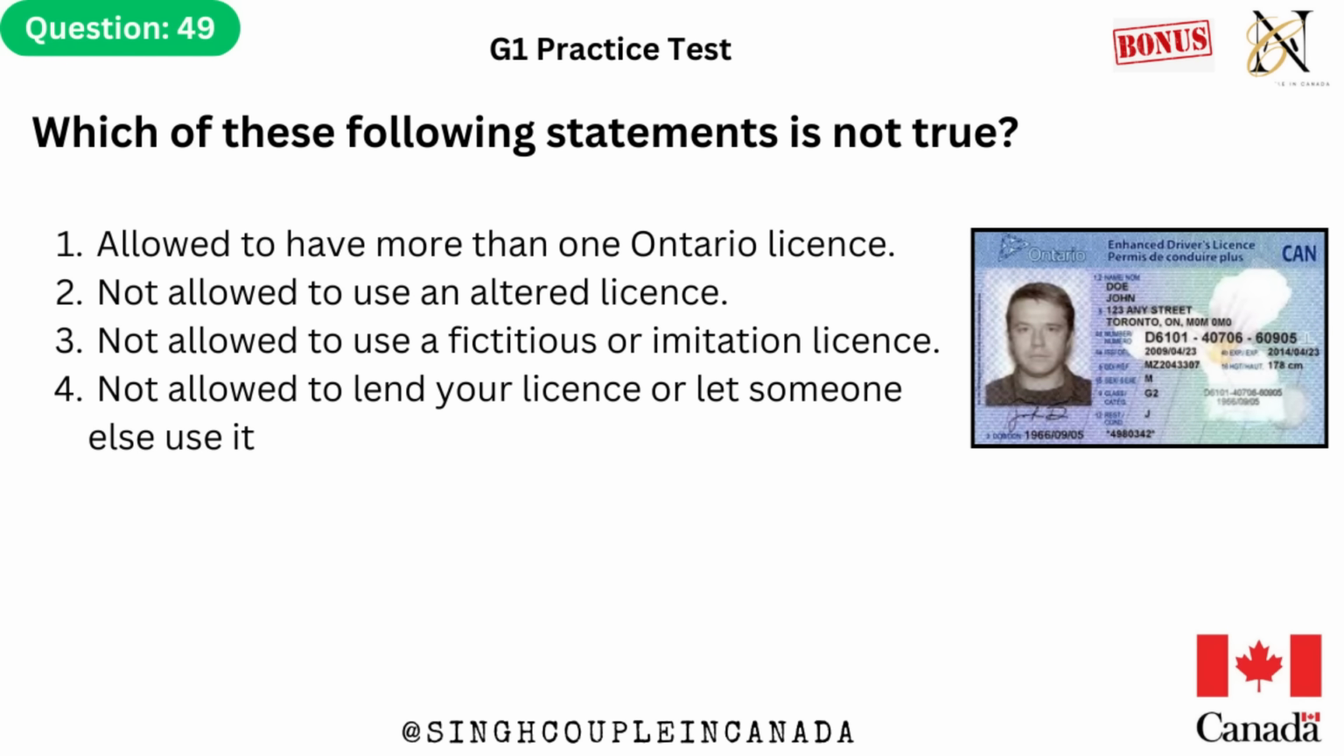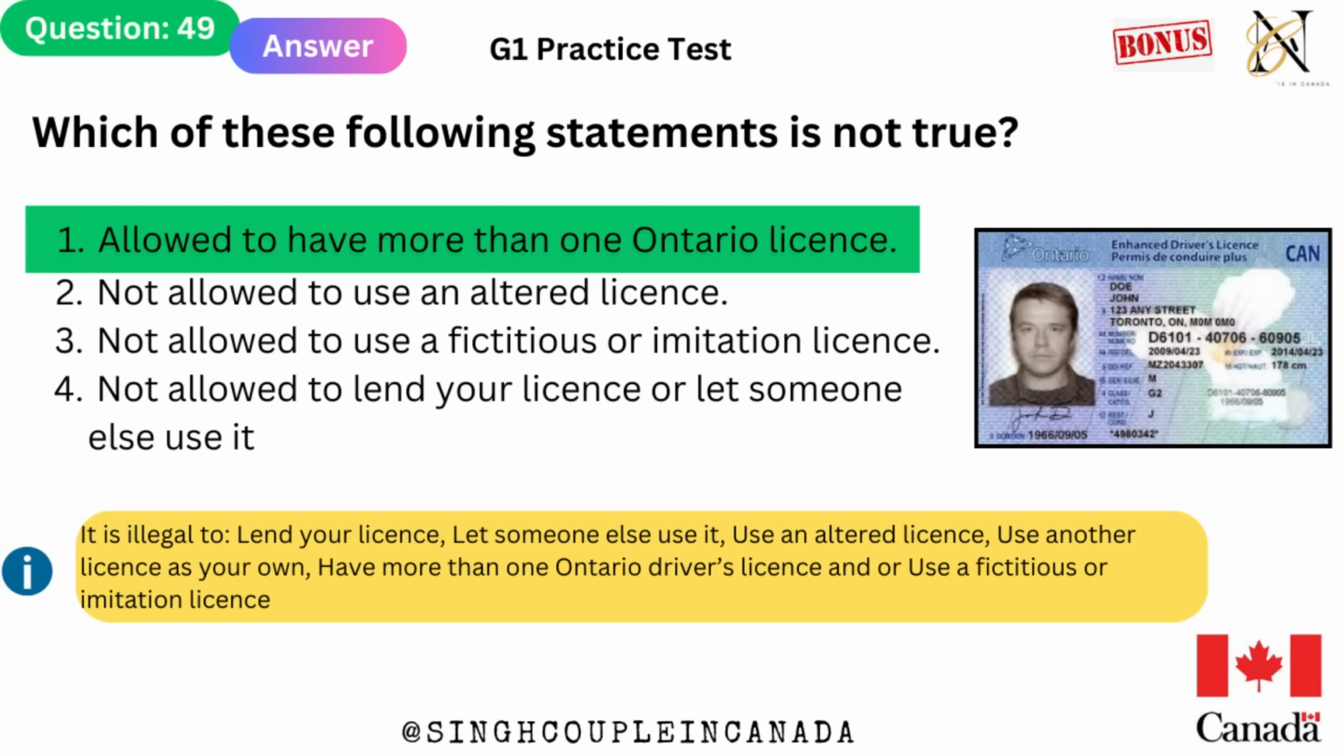Which of the following statements is not true? 1. Allowed to have more than one Ontario license. 2. Not allowed to use an altered license. 3. Not allowed to use a fictitious or imitation license. 4. Not allowed to lend your license or let someone else use it. The answer is 1. Allowed to have more than one Ontario license.